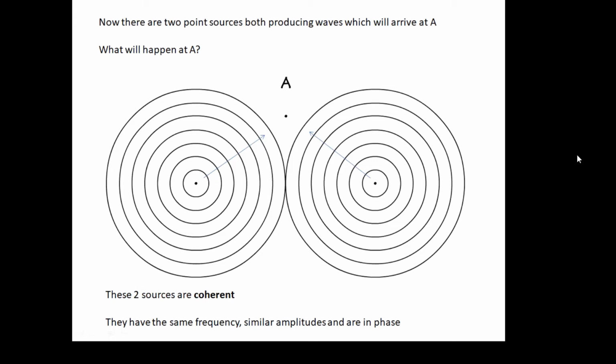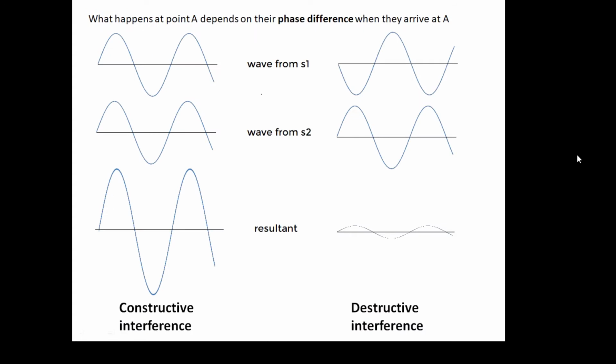2 coherent sources. So what will happen at A? And the answer is it depends. It depends where A is. What might happen is we might get constructive interference, which is when the waves add together and you get a very big resultant, or we might get destructive interference where the waves cancel each other out. If the 2 waves arrive in phase, then we will get constructive interference. If the 2 waves arrive in antiphase, then we will get destructive interference.